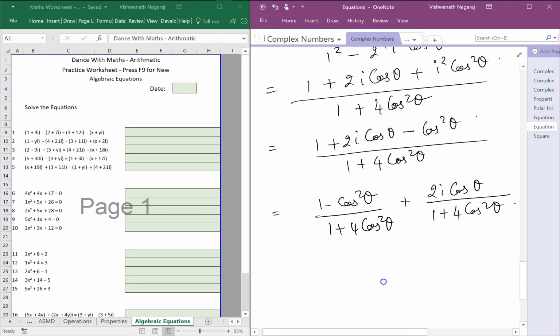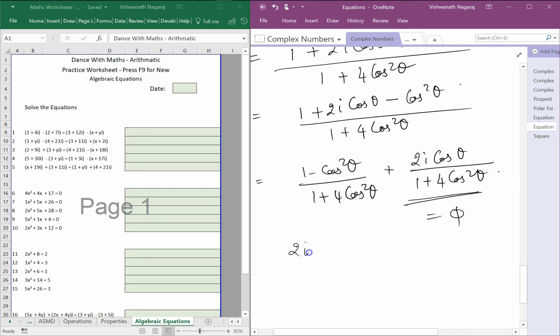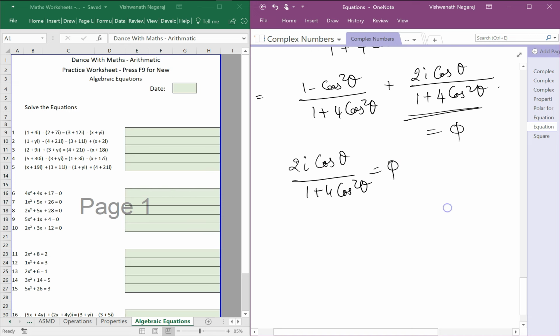Now for this expression to be a pure real number, this imaginary term has to be equal to 0. So 2i cosθ by (1 plus 4cos²θ) equal to 0. Let's take the denominator to the other side, that also becomes 0. Let's take 2i to the other side, that becomes 0. So cosθ equal to 0 means θ is equal to odd multiples of π by 2.